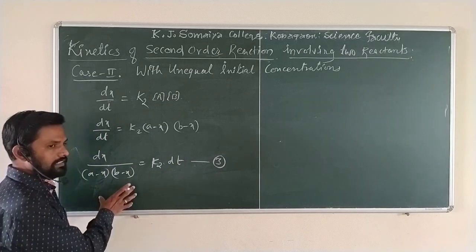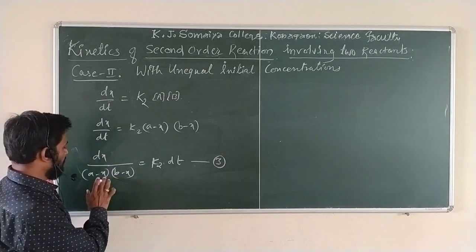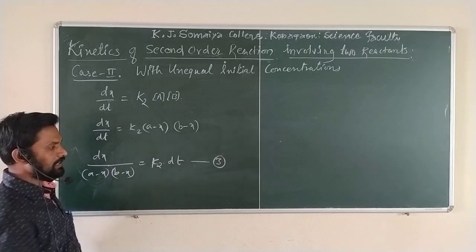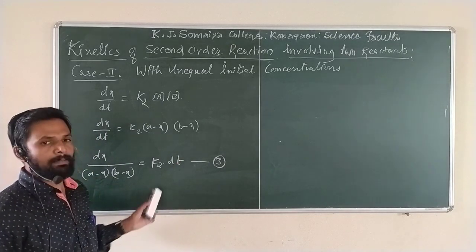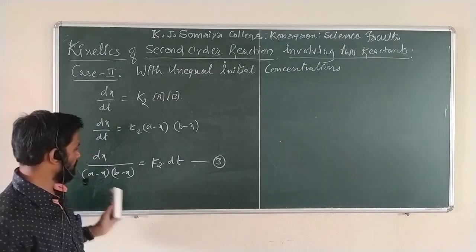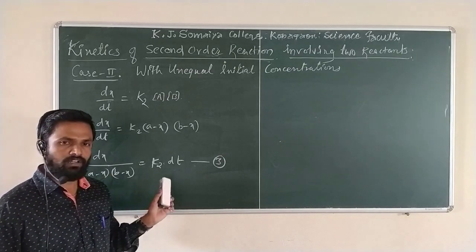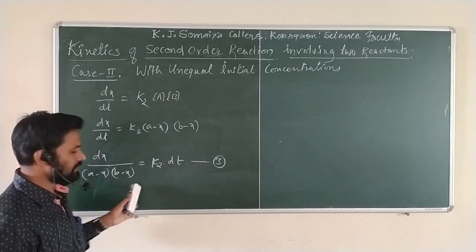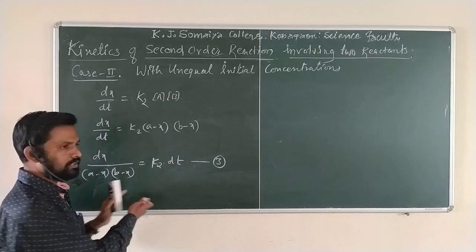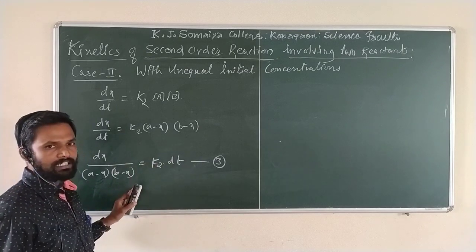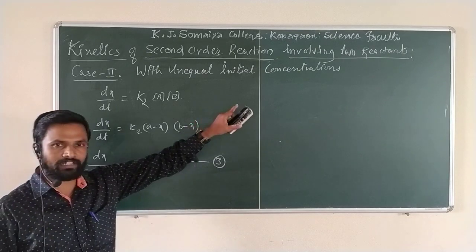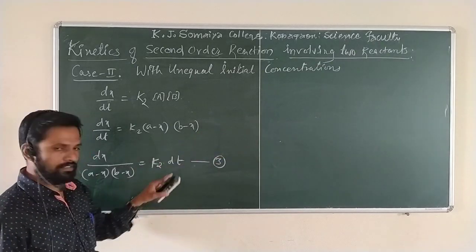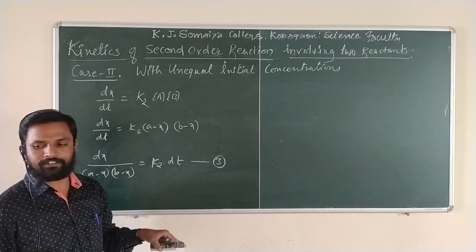This is a difficult integration, because there are different concentrations with respect to A and with respect to B. Therefore, we first have to do partial fractions. This equation can be done by partial fractions. I will not go into the detail; this is the mathematical part, where you find a constant for A and a constant for B. After simplifying, after partial fractions, you will get such an equation.